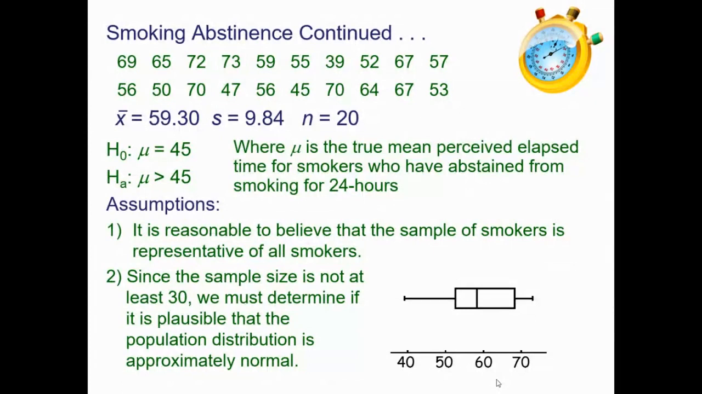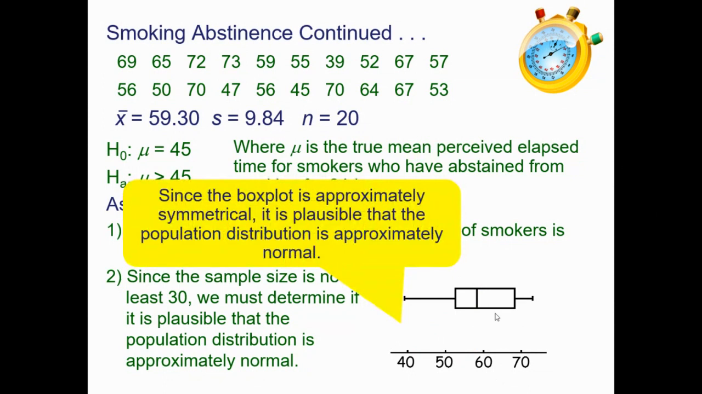So if we look at a box plot of the data, notice it looks approximately symmetrical. Not perfect, but it's approximately symmetric. So since the box plot is approximately symmetrical, then it is plausible that the population distribution is indeed approximately normal.